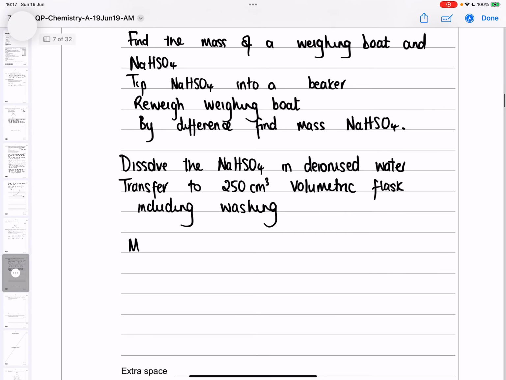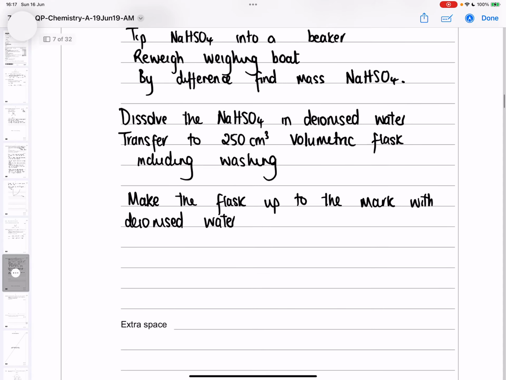Then we're going to make the flask up to the mark with deionized or distilled water. And then add a stopper and invert several times to mix thoroughly.